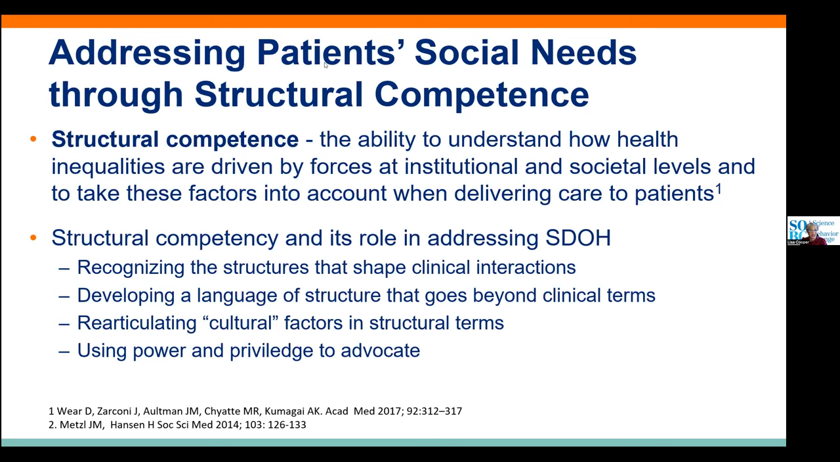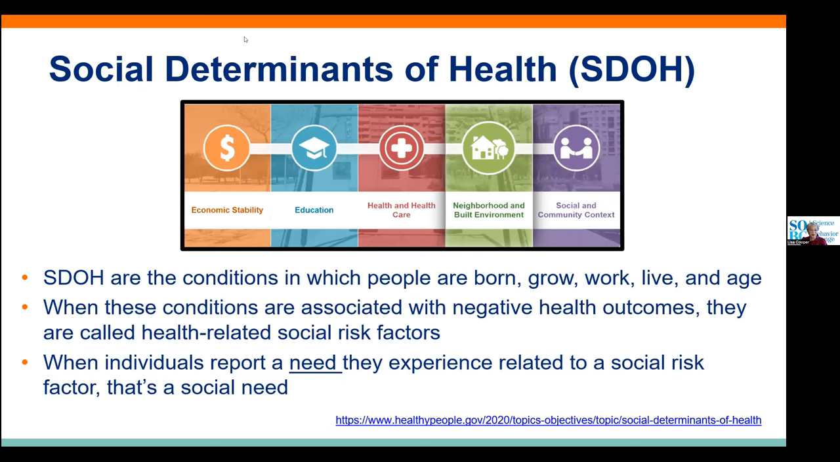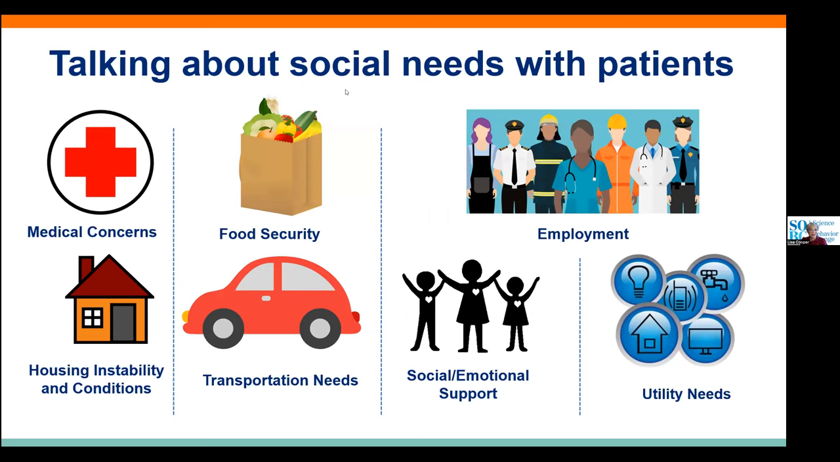So they needed to recognize that it wasn't only about patients' individual choices and behaviors, but also about their environment and the other broader social and policy factors that were impacting their ability to engage in healthful behavior. So some of the social determinants we had them really focus on, and we know social determinants are the conditions in which people are born, grow, live, work, and age. And when individuals report a need related to these negative social risk factors, they are considered to have a social need. And so we had the care managers and community health workers really develop skills in assessing patients' needs related to medical concerns, food security, housing, transportation, employment, their needs for social and emotional support, as well as other practical things like financial needs to improve their utilities.